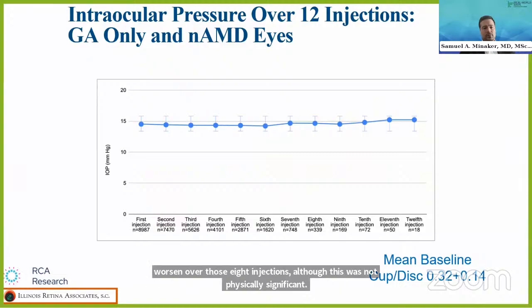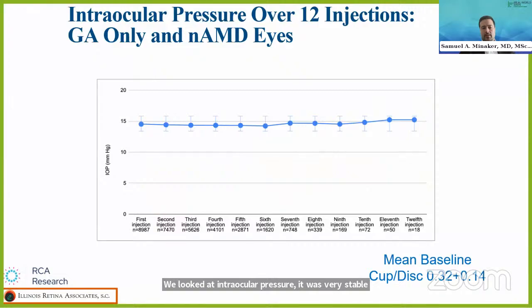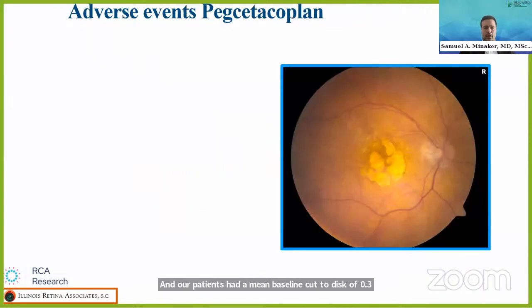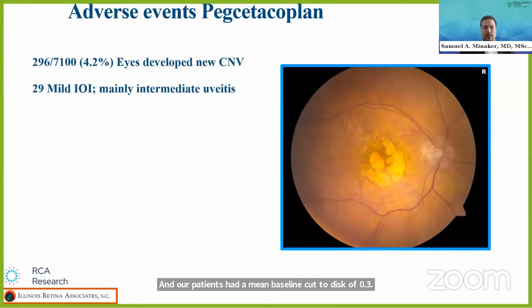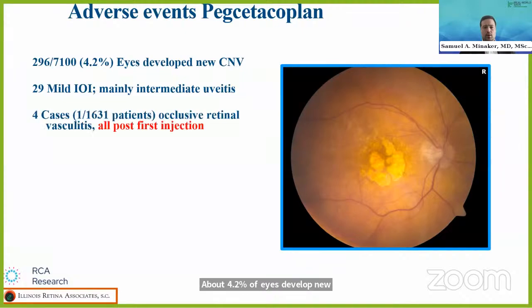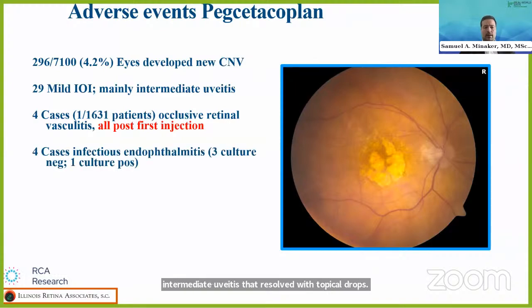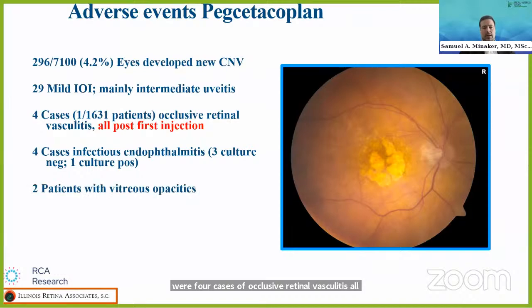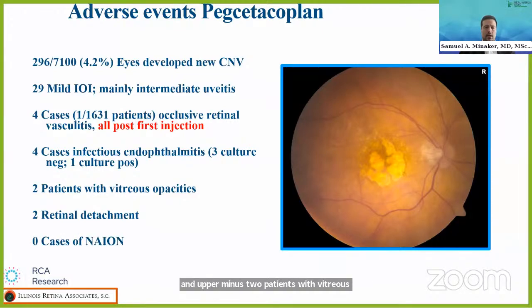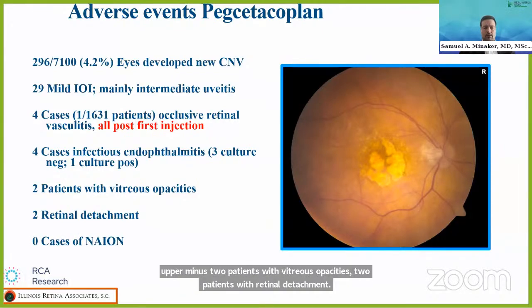We looked at intraocular pressure, it was very stable over the first 12 injections, and our patients had a mean baseline cup to disc of 0.3. In terms of adverse events, about 4.2% of eyes developed new choroidal neovascularization, 29 eyes developed mild IOI, mainly intermediate uveitis that resolved with topical drops. There were 4 cases of occlusive retinal vasculitis, all post first injection, and then 4 cases of infectious endophthalmitis, 2 patients with vitreous opacities, 2 patients with retinal detachment, and there were no cases of NAION.